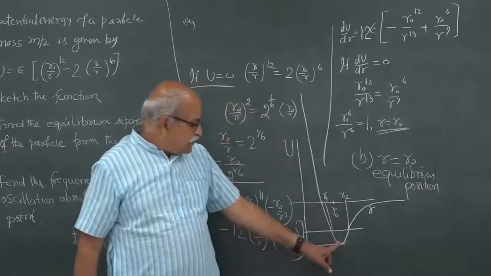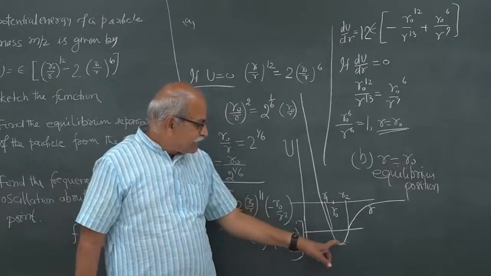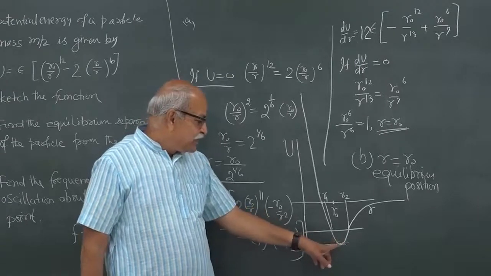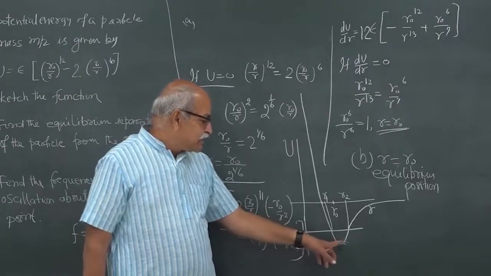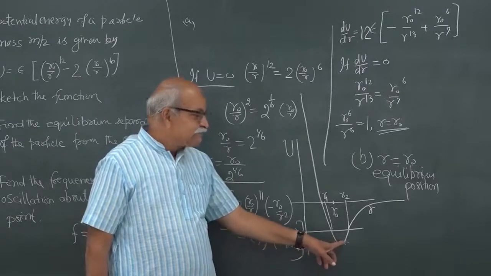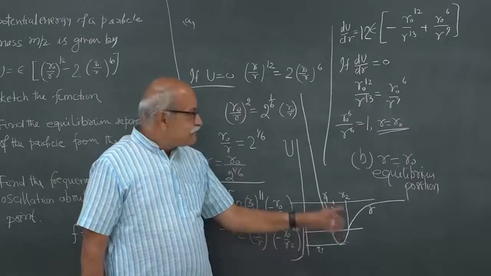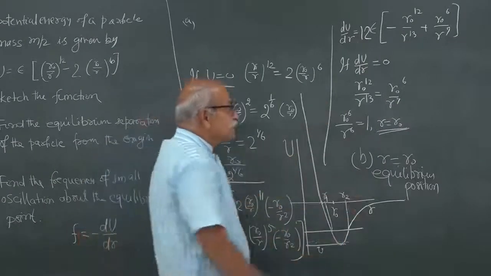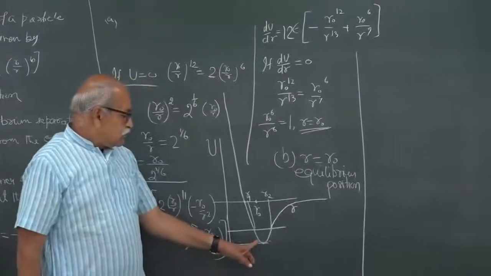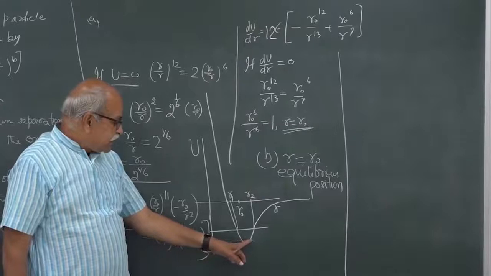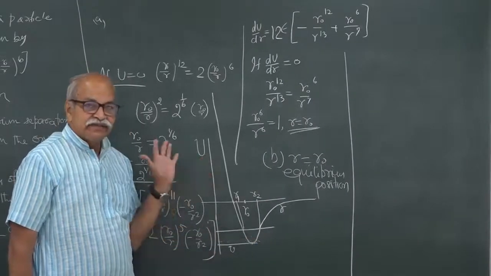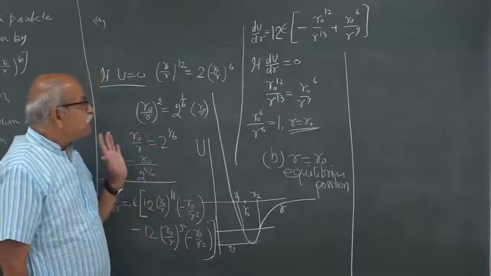So, somewhere here it goes in an oscillation, and if it is small, then this portion can be approximated to a parabolic curve, and then it will be SHM. I have to do some calculations, I can perhaps do it here, that for small oscillations it can be treated as an SHM, and then we can get the frequency from the SHM equations. And how do I do that?